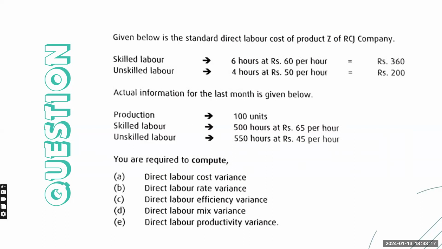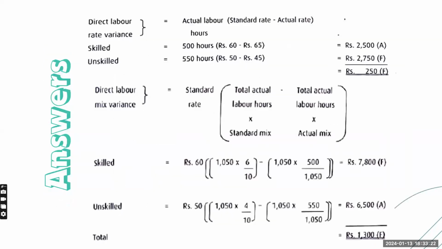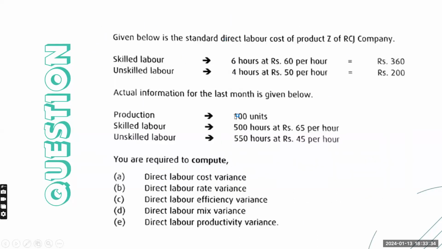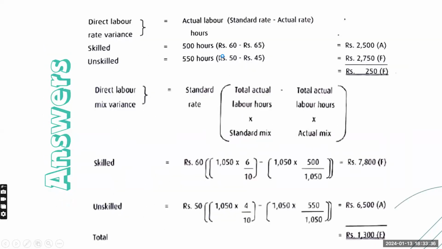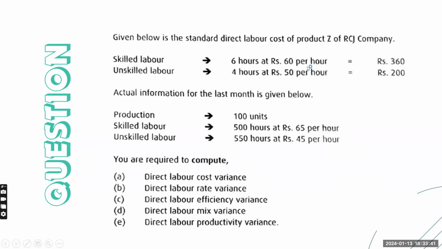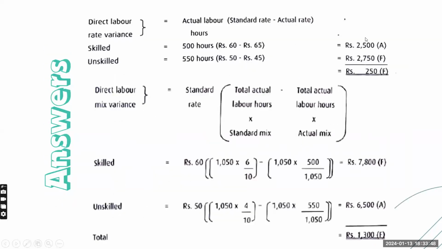The first 3 you all know how to calculate, so we'll get on to the new stuff. If you take the direct labor rate variance, you take the actual hours multiplied by the rate change. Actual hours, how much? 500 and 550, not the total. You have to take it separately. We have budgeted for 60, we have spent 65. We have budgeted for 50, we have spent 45. So one is favorable, the other one is adverse. Then take the summation, the net impact.